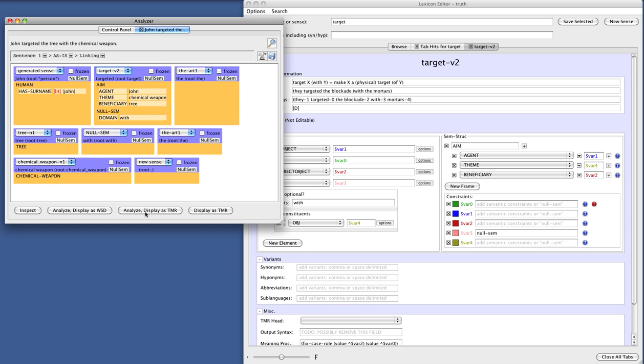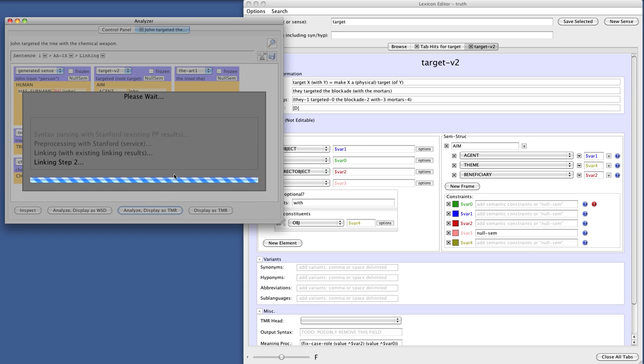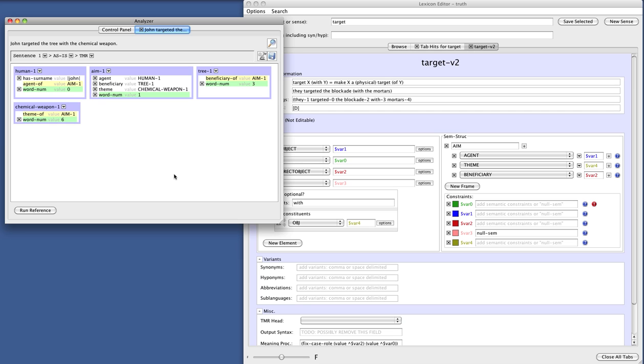To wrap it up, we will click Analyze and Display as TMR, which will take all of these results and push them out into a final semantic analysis. The main difference here is that the fillers of relations, instead of being words, are instances of ontological concepts. So here, the agent of aim is not John, but human1, who is a human that has surname John. This is how we go from "John targeted the tree with the chemical weapon" to a machine-tractable semantic analysis.